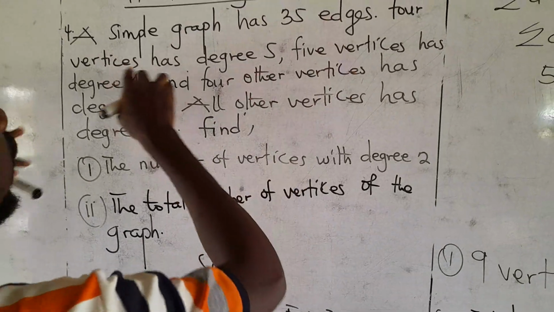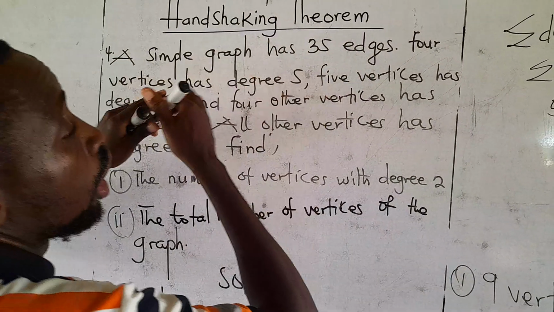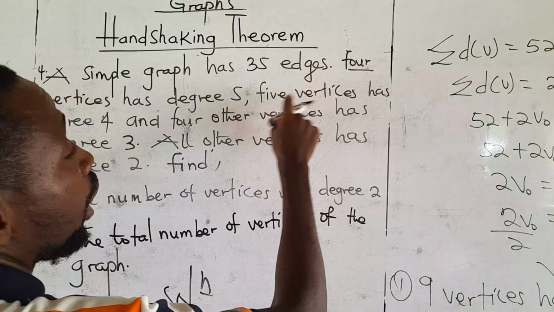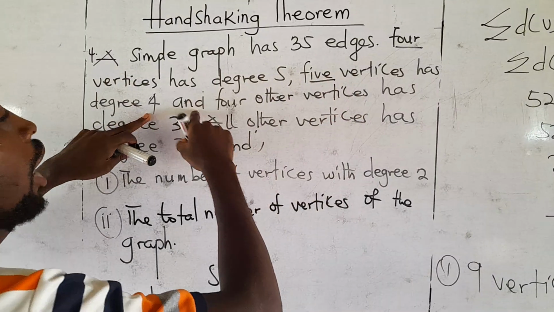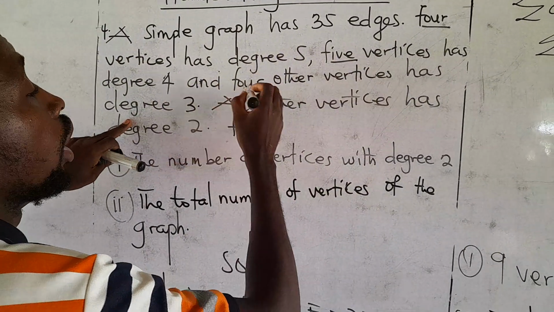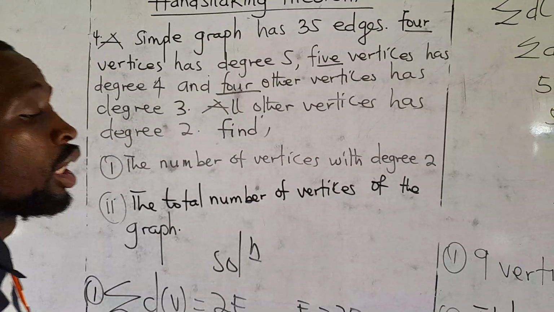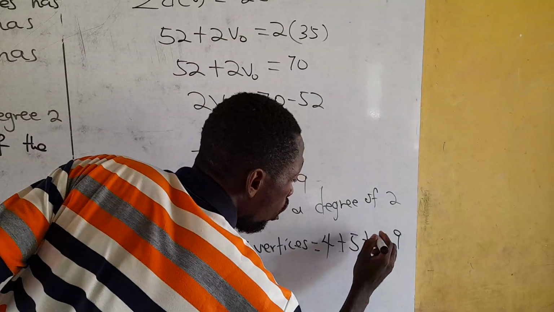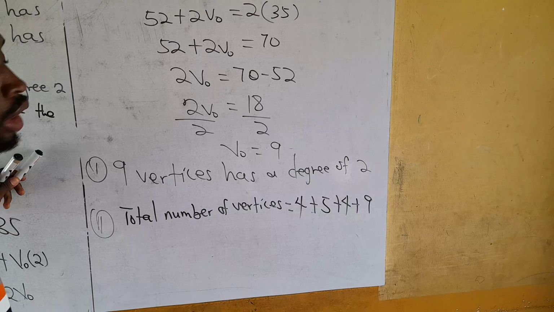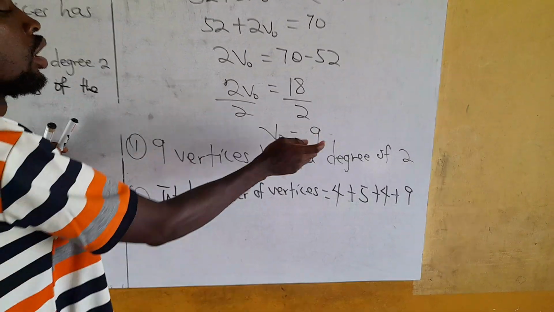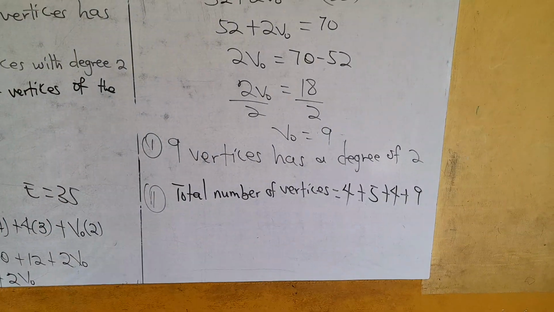So 4 vertices have a degree of 5. That means we have 4 vertices there. 5 vertices have a degree of 4. We have 5 vertices there. And 4 other vertices have a degree of 3. That means we have 4 vertices there. So this will be 4, not 3. I rather wrote the degree inside of the vertex. Then plus all other vertices, which are 9.